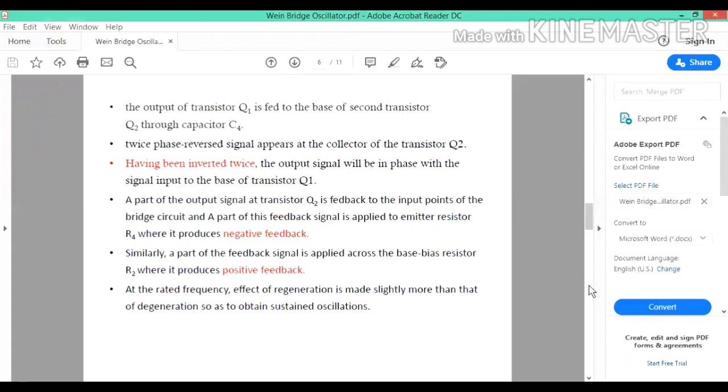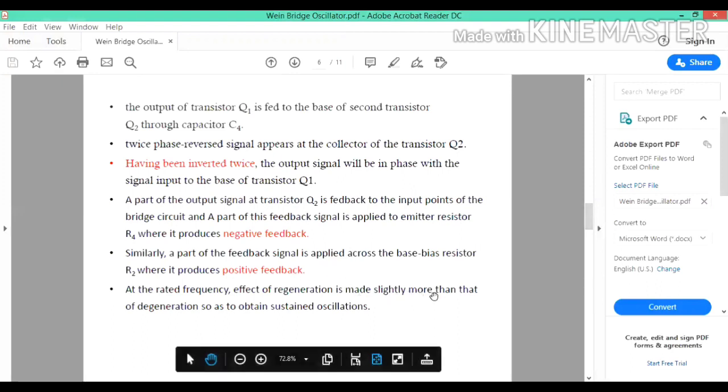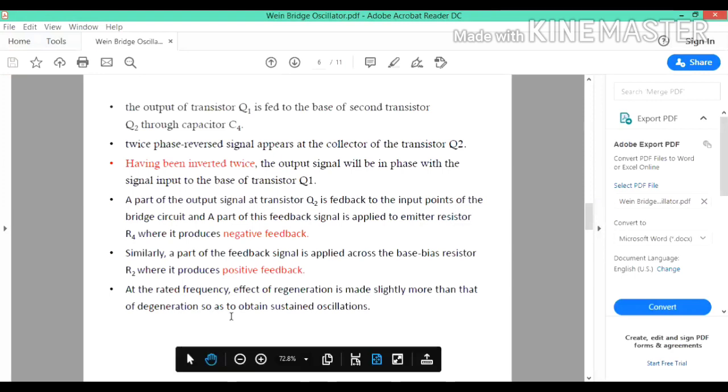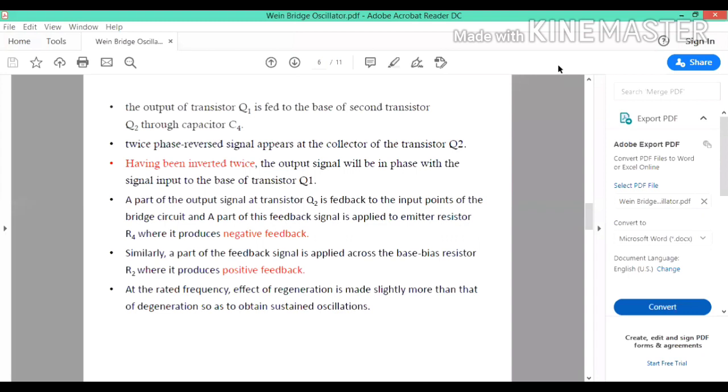So at the desired frequency, the regeneration, that means the positive feedback, will be slightly more than the negative feedback. So at the output terminal, you get sustained oscillation at a particular desired frequency. This is how the Wein bridge oscillator works to produce the desired frequency.